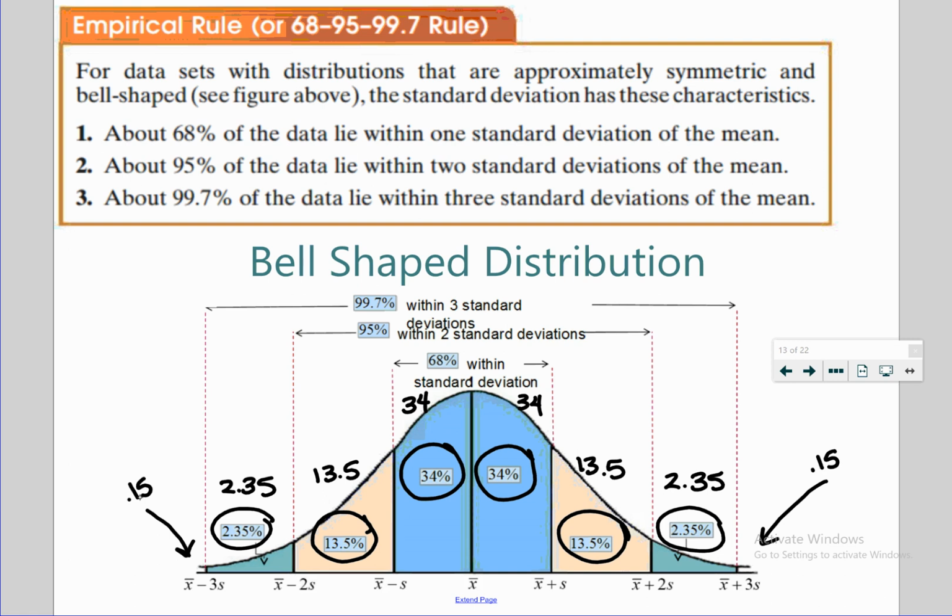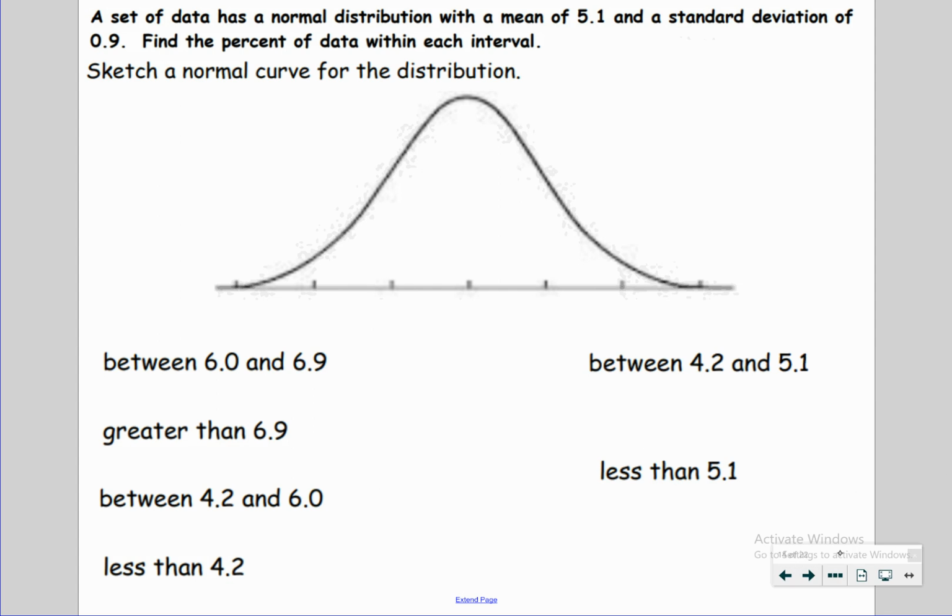Okay. All right. The other handout I gave you, we're going to do some questions off of there using this information now. And we're going to do the first one together. Okay. So I've got a standard bell curve here. This is what I mentioned. Sometimes it kind of looks like it's touching the axis. Just remember it's not. A set of data has a normal distribution, so we know it's going to be that shape even if they don't give us this picture, with a mean of 5.1 and a standard deviation of 0.9.